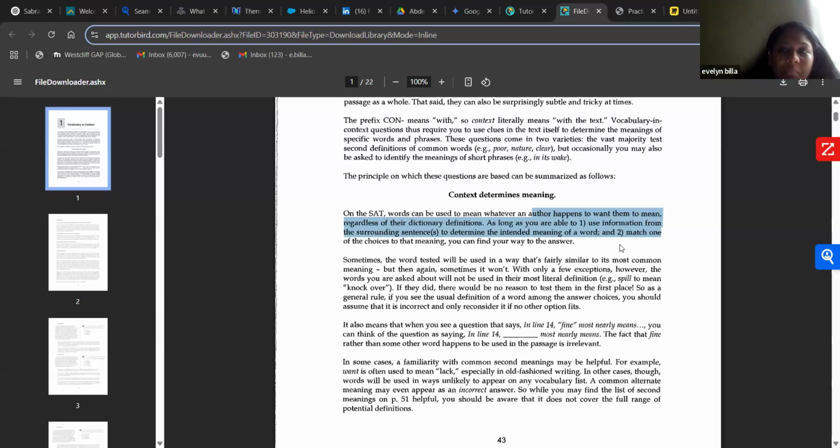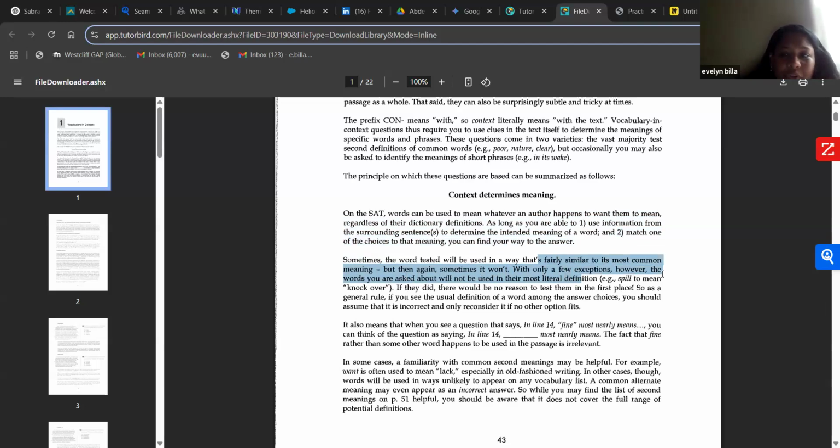As long as you're able to use information from the surrounding sentences to determine the intended meaning of a word, and second, match one of the choices to the meaning, you can find your way to the answer. Either you find the meaning from the surrounding sentences, or what he's trying to tell you, or you match one of the choices. Sometimes the word tested will be used in a way that's fairly similar to the most common meaning, but then again sometimes it won't.